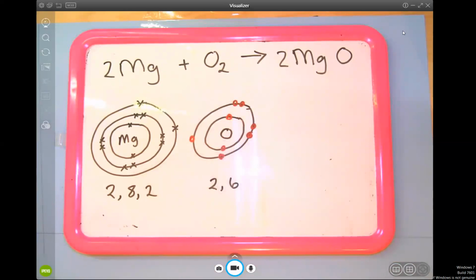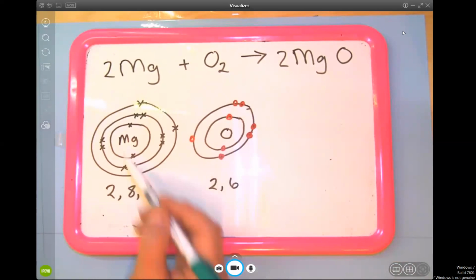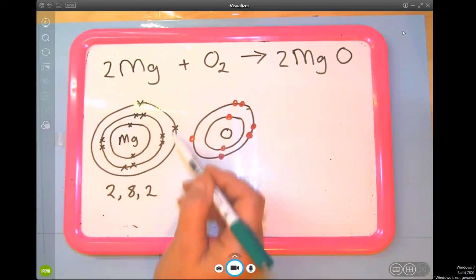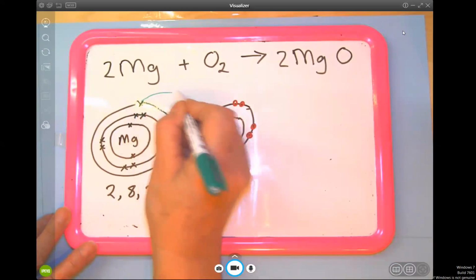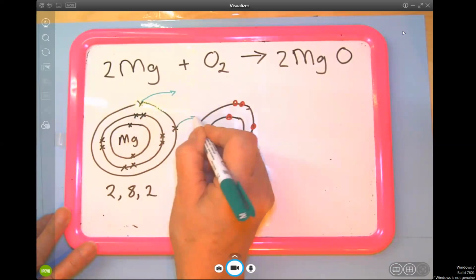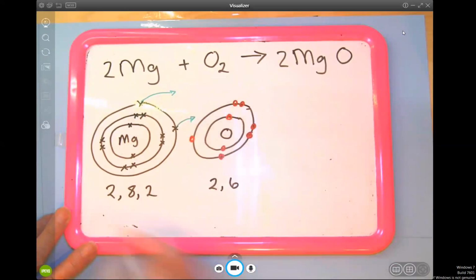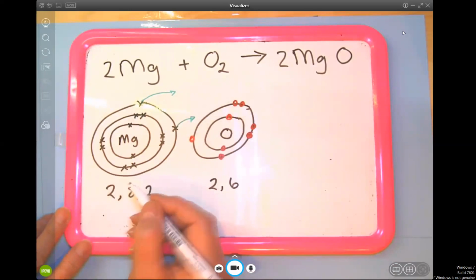Now, what do we know about atoms? They want a full shell of electrons. So magnesium is a metal. Is it easier for it to gain 6 electrons to fill this shell or lose 2 electrons? It's easier for it to lose 2 electrons, so it will lose 2 electrons. So I can write the fact that it's losing 2 electrons.